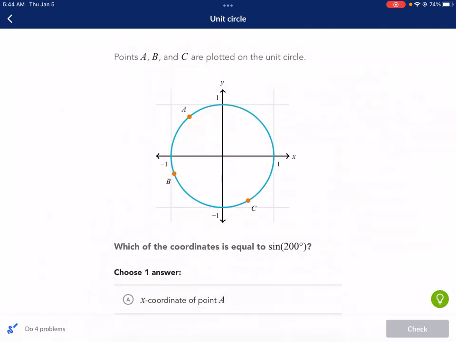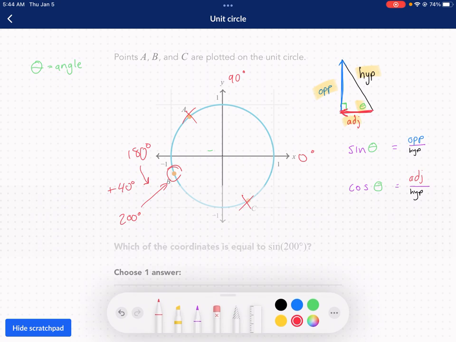Now we're trying to understand sine of 200. So what I'm going to do is draw my triangle like I did over here. First, I'm going to draw the hypotenuse. The hypotenuse goes right to that point. Now I need to draw my adjacent side and opposite side to connect it to make a 90-degree angle and to make it a right triangle.